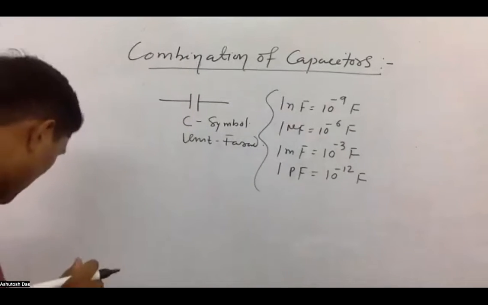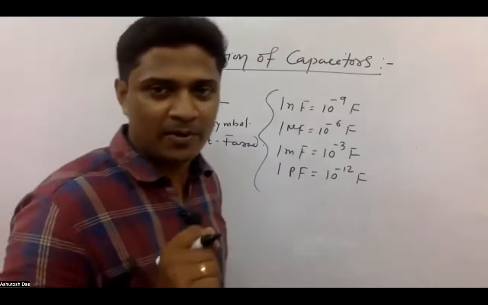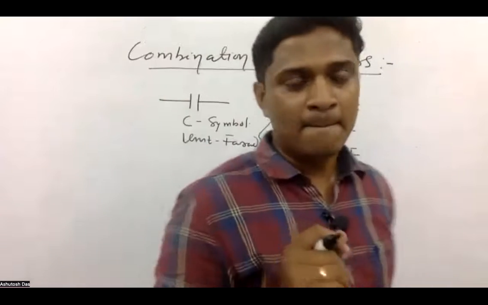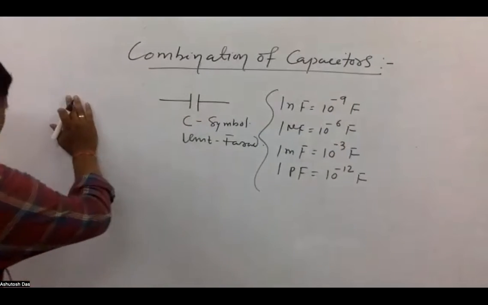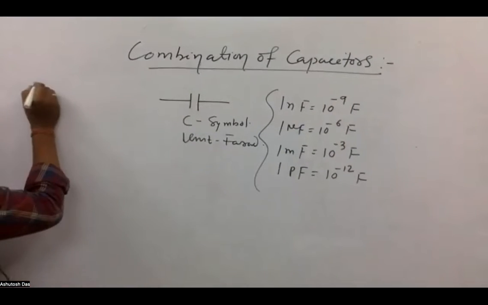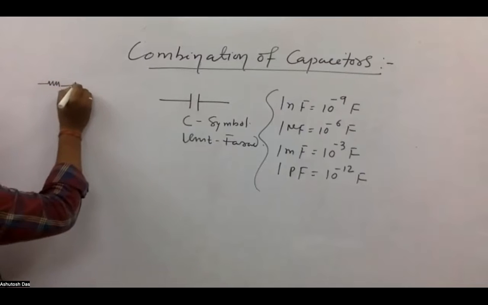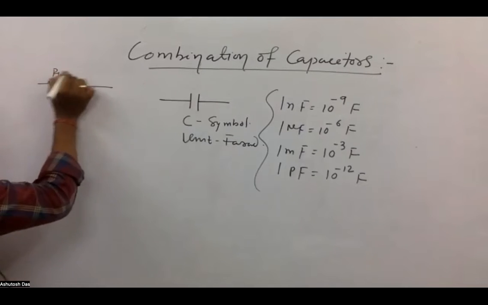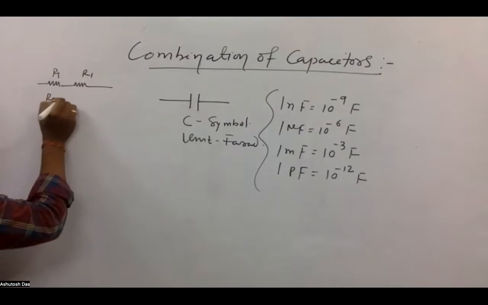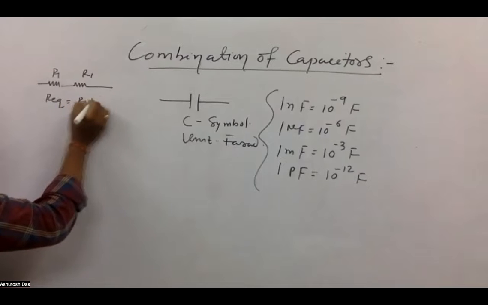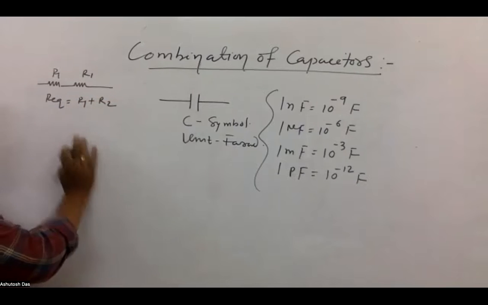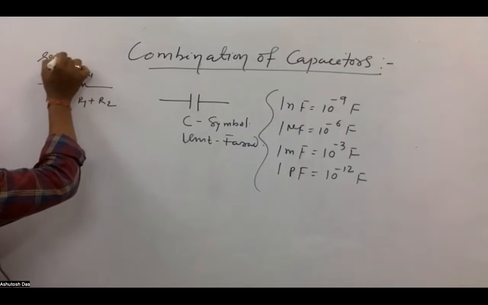So combination of capacitors. In your class 10th you have learned about series and parallel of resistances, right? That means here something is reversed. If two resistors are connected in series, this is R1, this is R2. What is R equivalent, students? R equivalent is equal to R1 plus R2. This is series connection, right?